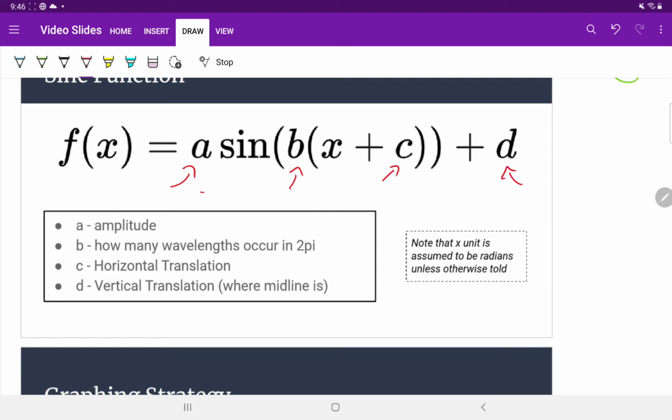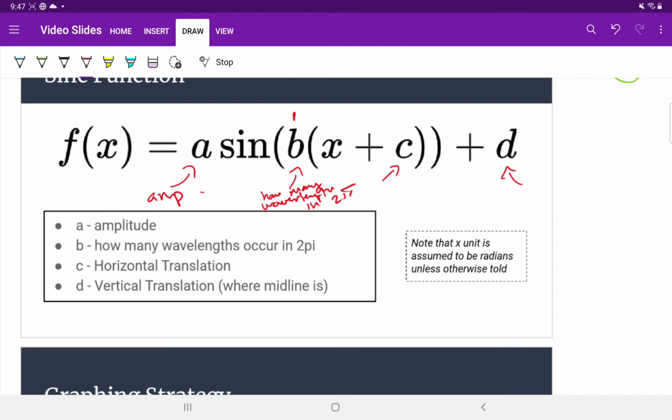Now these manifest themselves in an interesting way, where A is our amplitude. And B is also special. B is like how many wavelengths in 2 pi. Okay, so for instance, when B is just 1, you get 1 wavelength in 2 pi. When B is 2, you get 2 wavelengths in 2 pi. When B is 1/4, you would only get 1/4 of a wavelength in 2 pi.